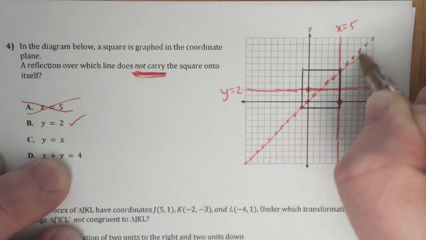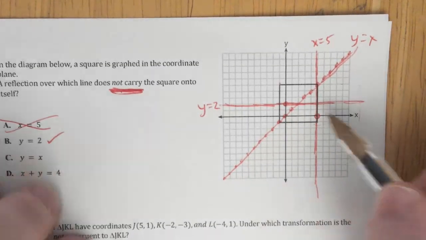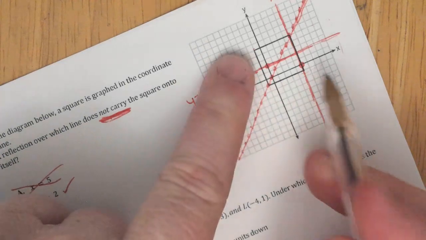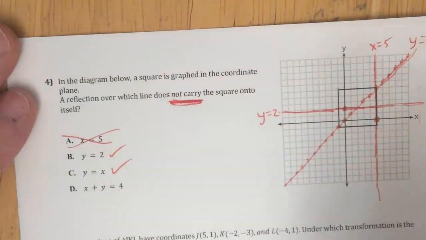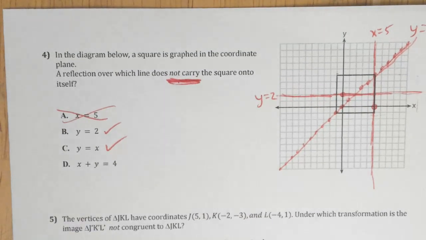All right, there we go. That's y equals x, and you see how that just folds over onto itself? So that works. And then finally, this little doozy right here. All right, so that one right there.